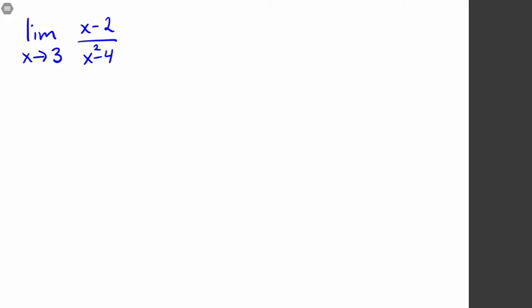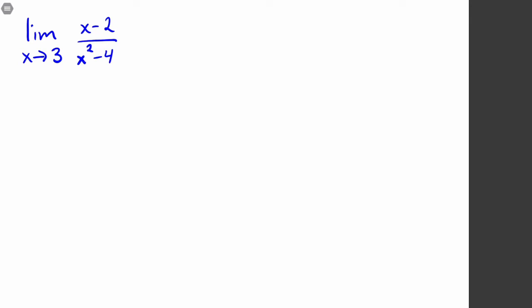All right, let's get down to actually computing some limits now, algebraically. So let's start with this one here. It's a little scrunched up here. Let's compute the limit as x approaches 3 of x minus 2 over x squared minus 4.